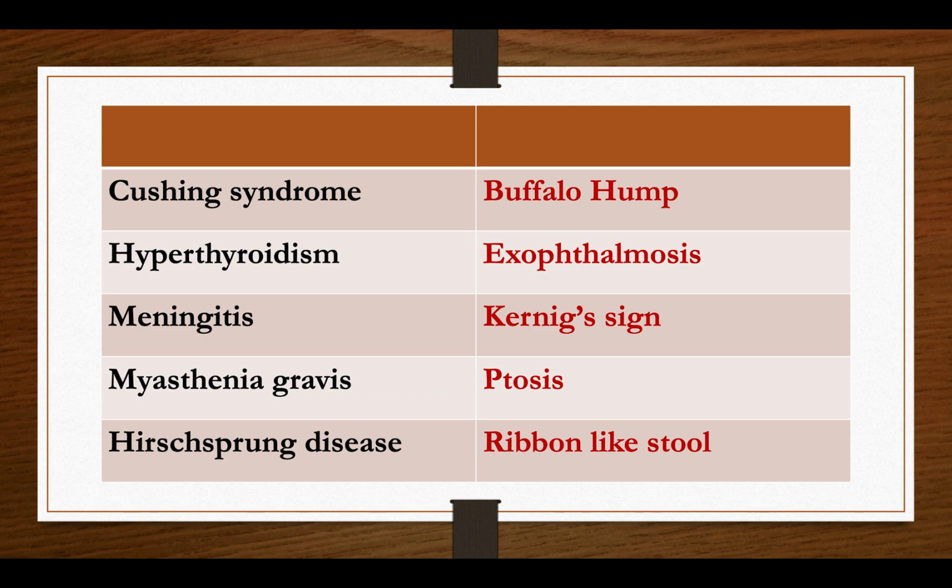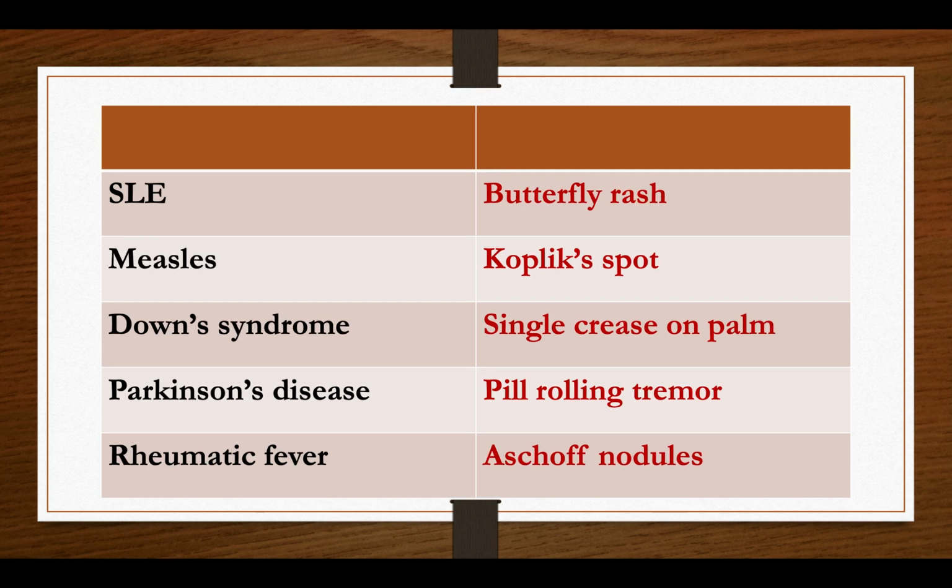Meningitis, Kernig sign; in myasthenia gravis, ptosis; Hirschsprung disease, ribbon-like stool; in SLE, butterfly rash; measles, Koplik spot; in Down syndrome, single crease on palm; Parkinson's disease, pill-rolling tremor.